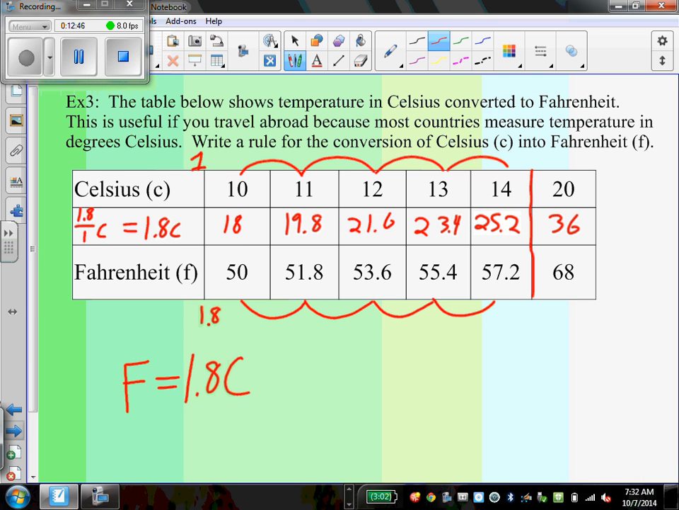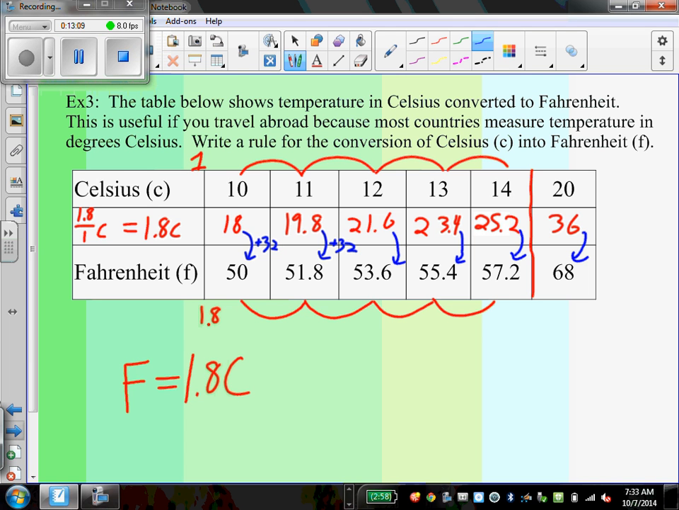At this point, the next pattern should work for all of our numbers, even the 20. So let's see if it does. Is there a constant number that we're adding to the red numbers to get to our bottom numbers that are in Fahrenheit? And the answer, of course, is yes. We are adding a number each time, the same number. Each time we add 32.